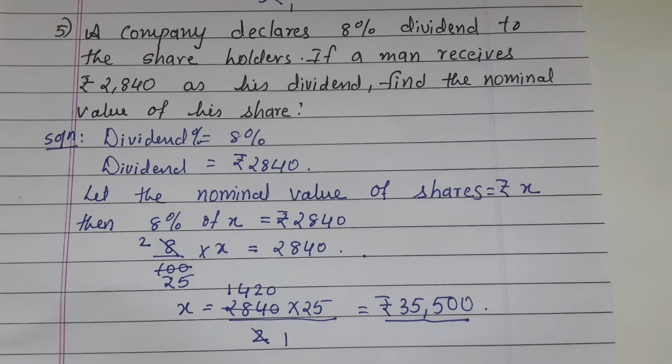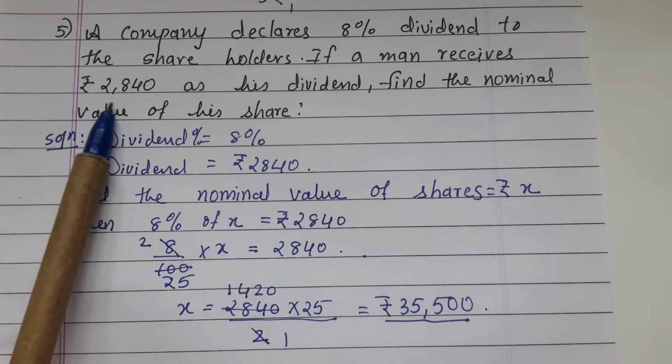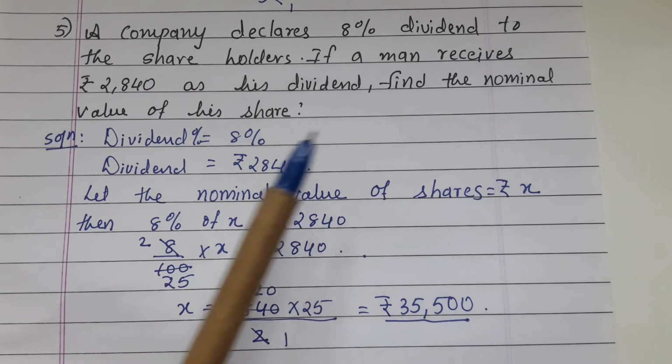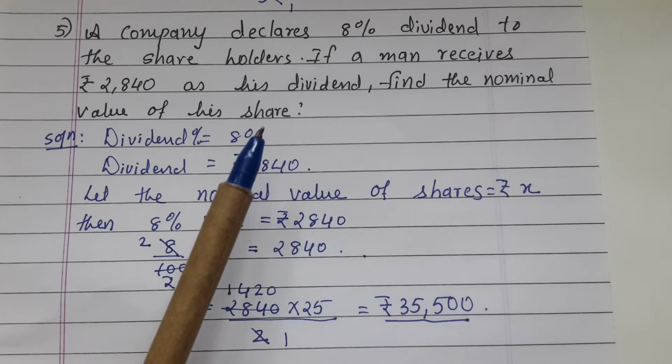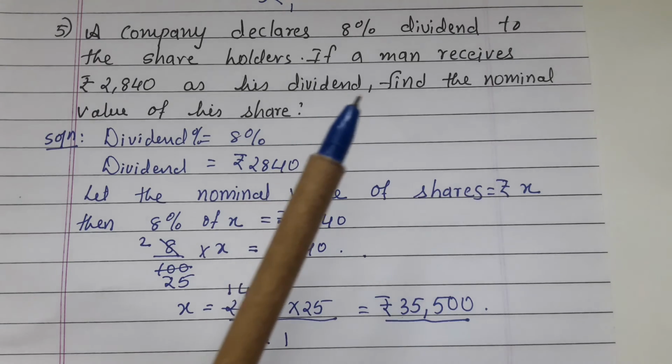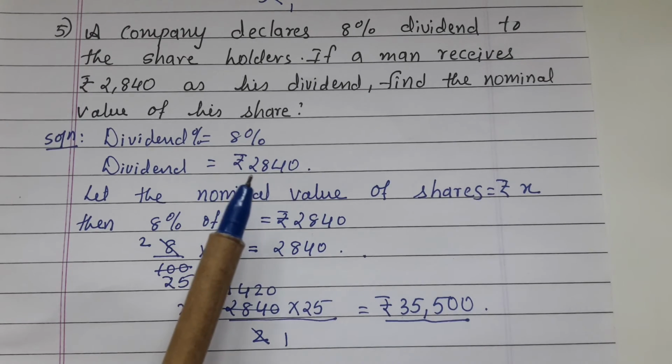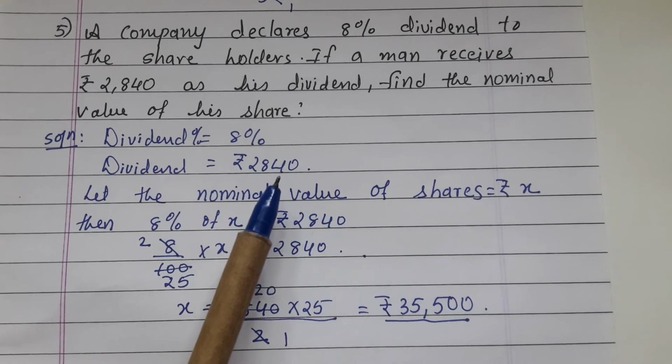A company declares 8% dividend to the shareholders. If a man receives rupees 2,840 as his dividend, find the nominal value of his share. Okay. Dividend percent 8%. Dividend rupees 2,840.